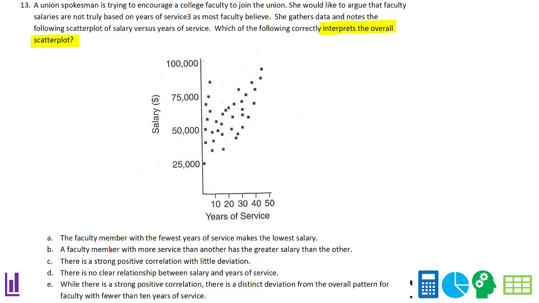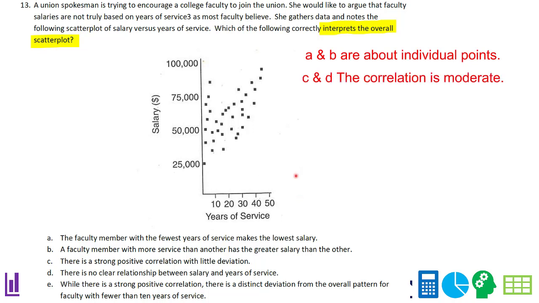If you look at these first two, a faculty member with fewest years of service makes the lowest salary, and a faculty member with more service than another has a greater salary than the other. Those are about individual data points, and we want to interpret the overall scatter plot. The next two say there's either a strong or no clear relationship, but we can see there is a moderate relationship, but I would not call it strong. So E correctly interprets the overall relationship.